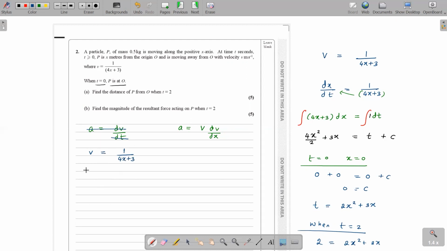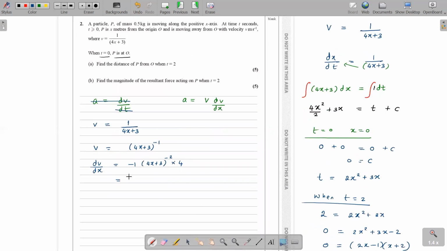So how do we get dv by dx? I prefer to differentiate, and we can use the quotient rule here. Or else I can write this as 4x plus 3 to the power minus 1 and use the power rule. dv by dx equals minus 1, 4x plus 3 to the power minus 2, times the derivative of 4x, which is 4. It's completely fine to use the quotient rule if you want. This gives me minus 4 over 4x plus 3 to the power 2. This is dv by dx.